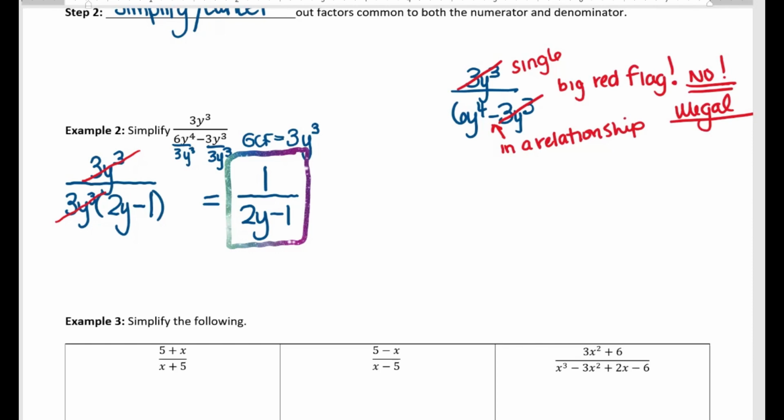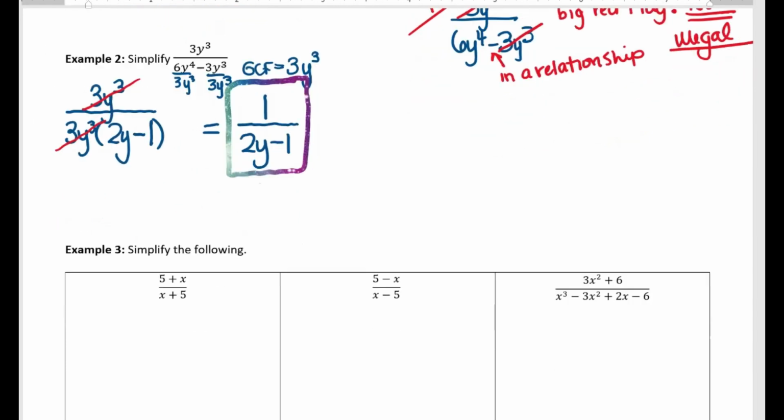You can't do it. Here, when we did simplify in example number 2, notice that the 3y cubed in the denominator was out in front of the parentheses. He was no longer added or subtracted, meaning that he's single. And if he's single, he can go out and act like he's single. But in this example, remember, don't do this. Okay? I know it's tempting, but don't do it.